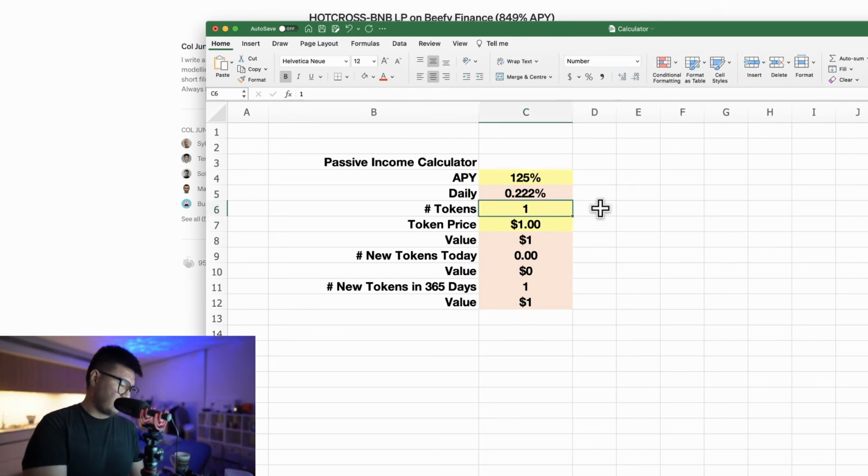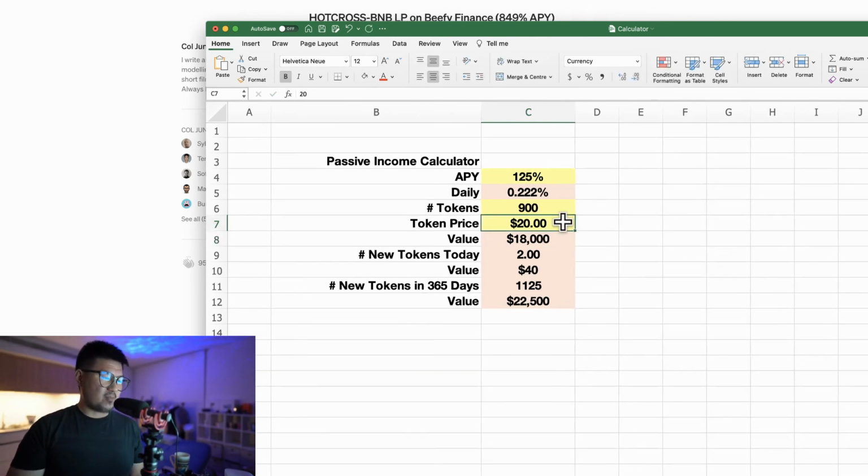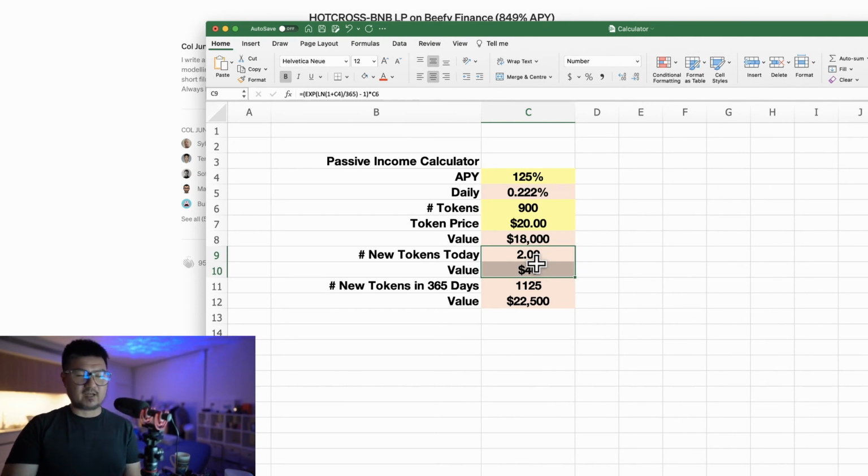And let's say I have 900 Cake tokens, and currently the price of Cake is, let's say, $20. Then that means at the moment I have $18,000 worth of Cake, and in the next 24 hours, in other words, my daily returns, that is going to be 2 new Cake tokens, right? Which is going to be a value of $40 because the price per token right now is 20. Okay, so these two cells here appeal to passive income stakers. It's going to tell you how much rewards you can pull out on a daily basis.